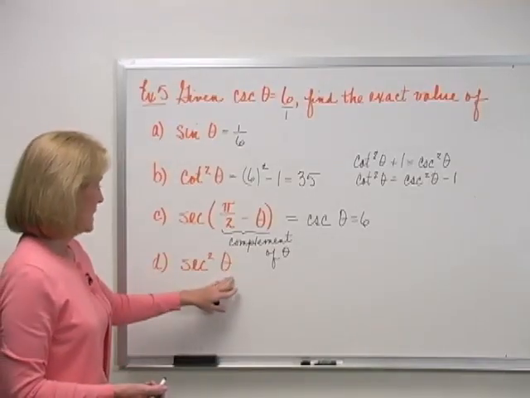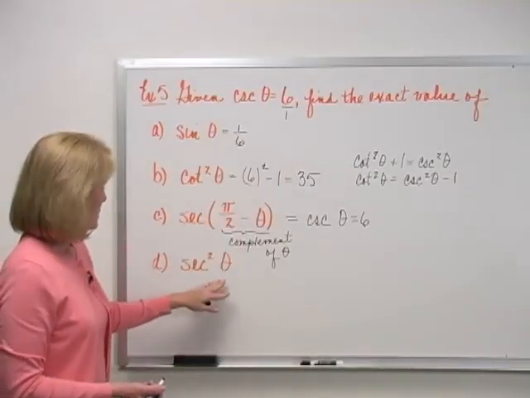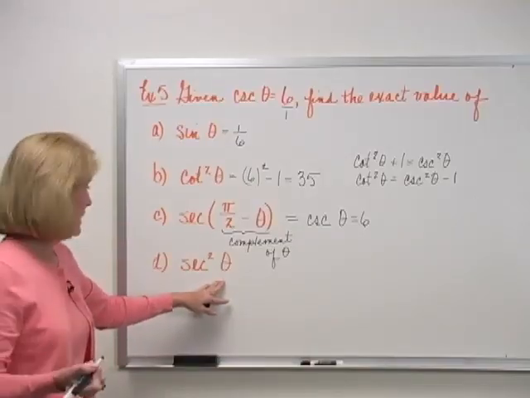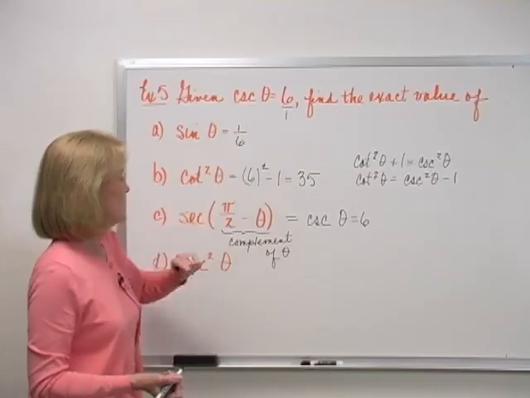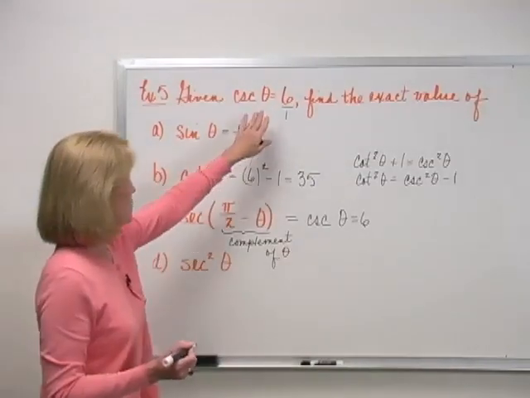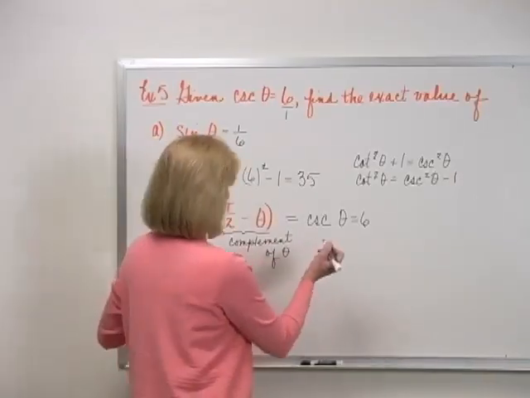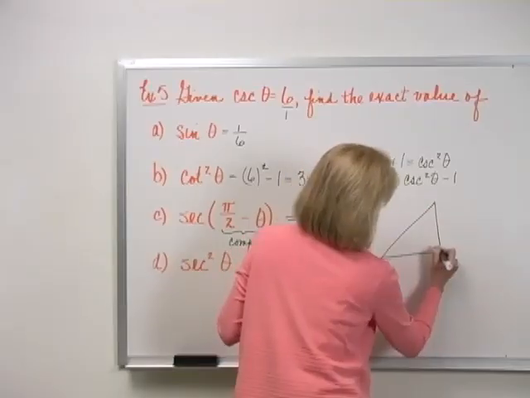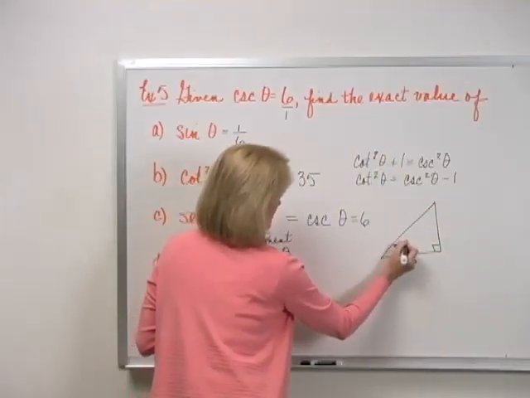All right, part D, secant squared of theta. Okay, well, it's certainly not going to have anything to do with cofunctions of complementary angles. And in terms of identities, there is no identity that directly relates secant or secant squared with cosecant. So I think at this point, the most efficient thing to do is to draw a triangle, label the sides, and then just read directly off of the triangle. So let's draw a triangle. It doesn't have to all be perfect here, but just enough to get the idea.